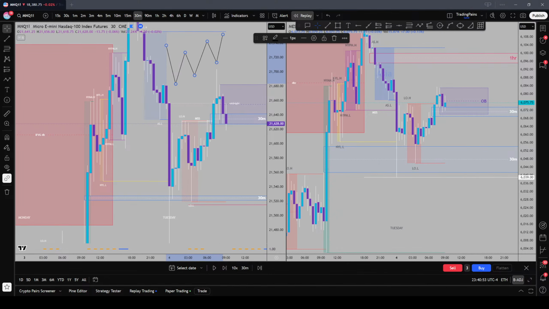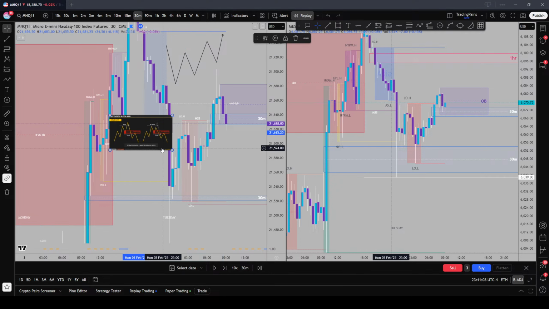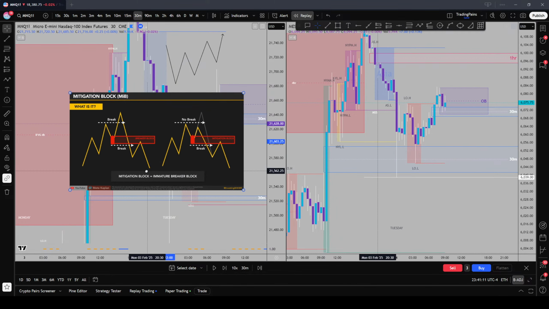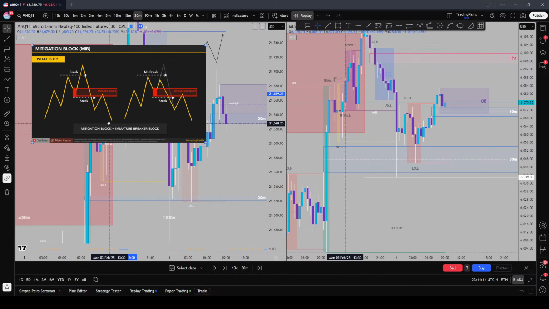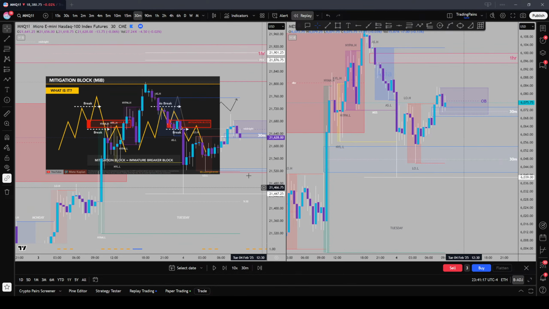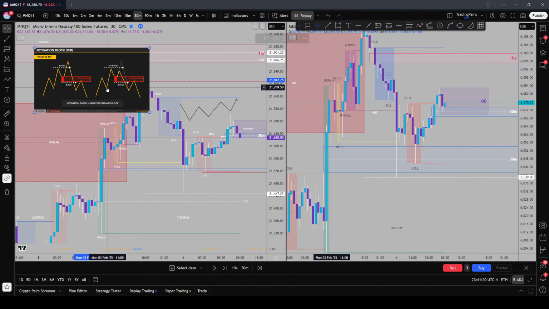Right? I always feel like I have to Google what a mitigation block looks like. Mitigation block versus breaker block. Copy. I'll paste it here so you guys can see too. See, look at this. What we want to look for is, oh lord, it may be a bit difficult to take a look here. So let's delete this mitigation block. So we're looking at no break mitigation block. This is a breaker block for a bull.